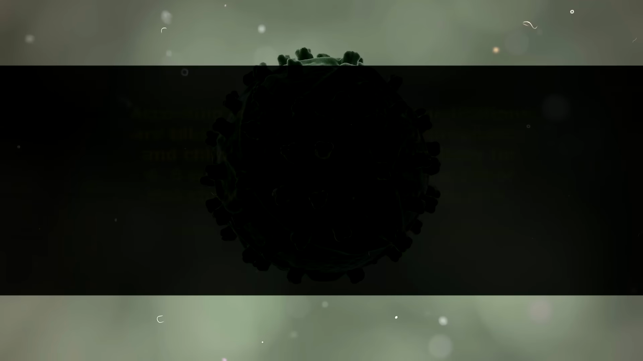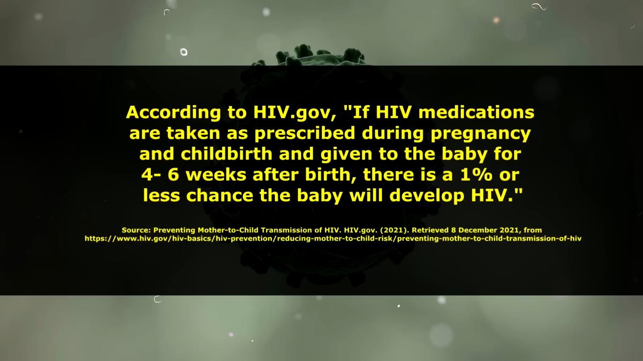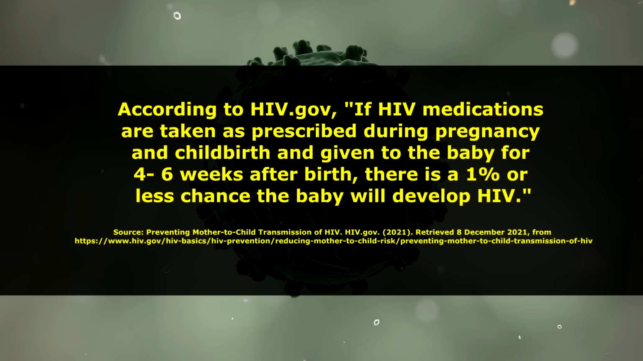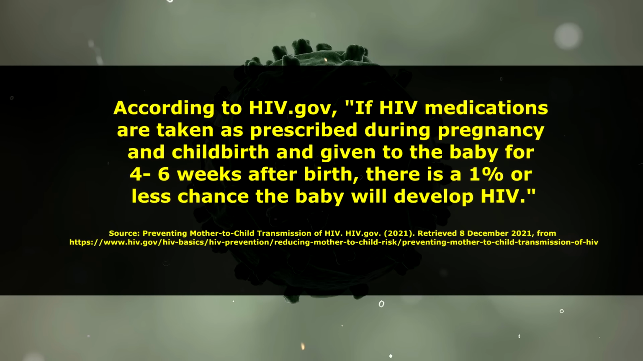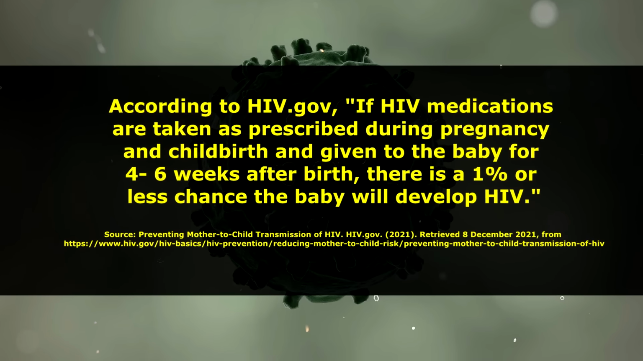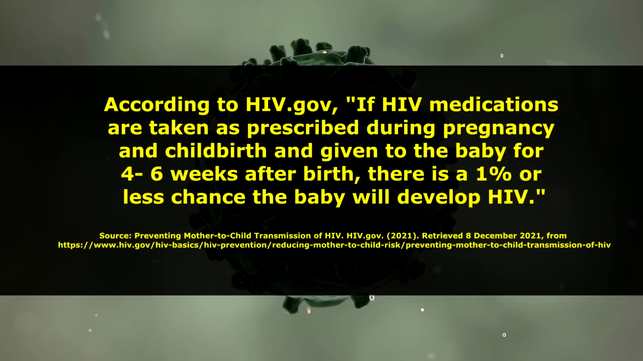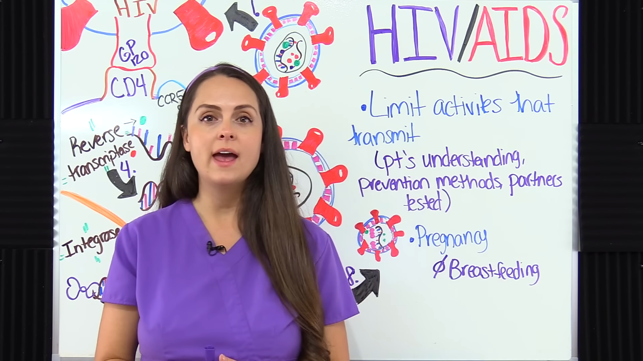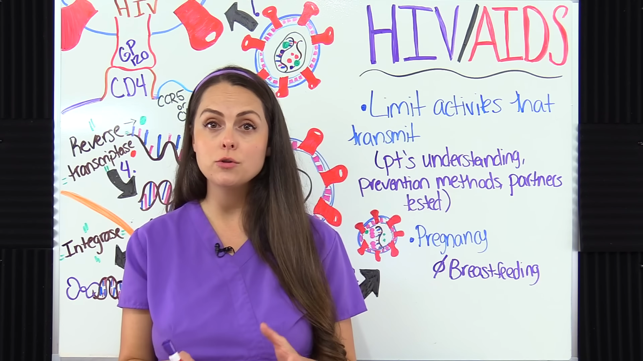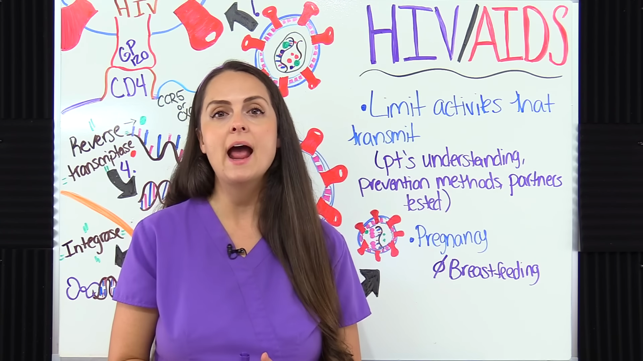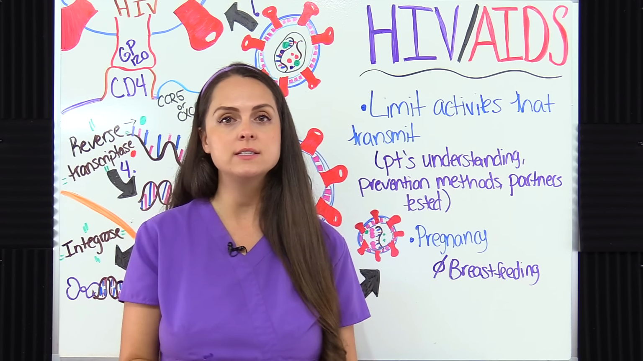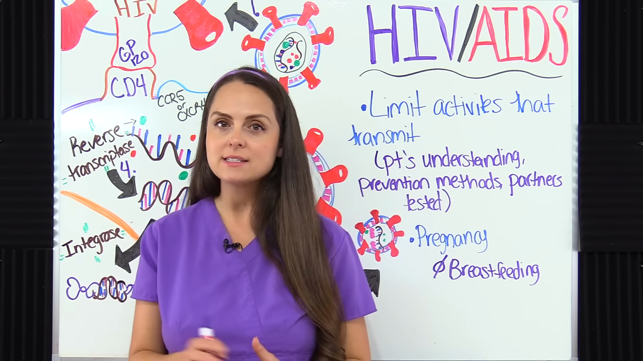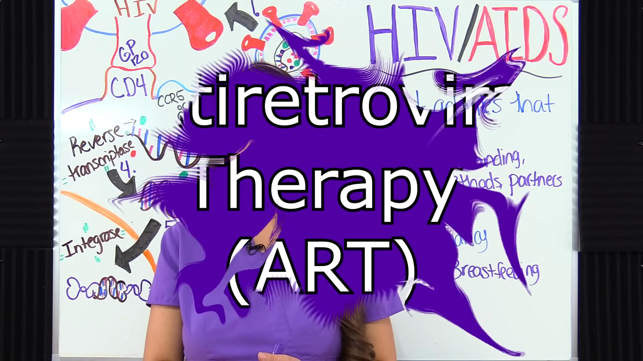And interestingly, according to HIV.gov, if HIV medications are taken as prescribed during pregnancy and childbirth and given to the baby for 4 to 6 weeks after birth, there is a 1% chance or less the baby will develop HIV. So with that said, as a nurse, we play a vital role in helping educate pregnant patients who are HIV positive and how to possibly prevent the transmission of the virus to their baby with these medications. So let's take a look at the antiretroviral therapy.